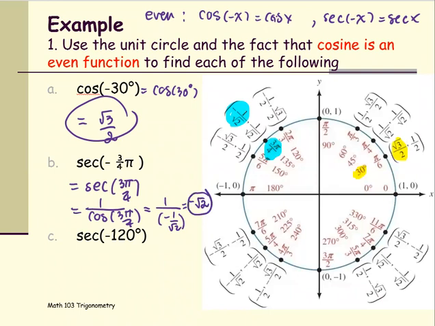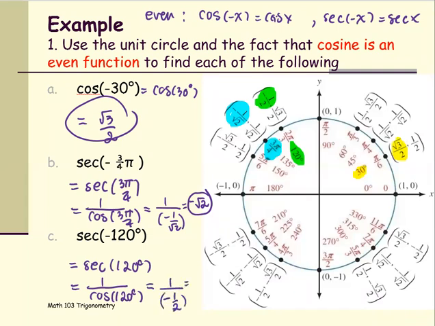The last one, the secant of negative 120 degrees. Again, secant is an even function. So secant of the negative angle is the same as the secant of the positive angle. The secant is the reciprocal of the cosine. Now we're going to look at an angle 120 degrees. 120 degrees is in the second quadrant, and we look at the first coordinate for the value of the cosine. Therefore, the secant of negative 120 degrees is the reciprocal of negative 1 over 2. Simplify the number to get negative 2 as the final result.